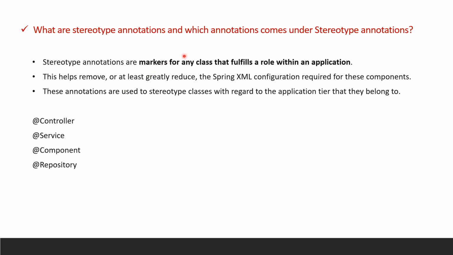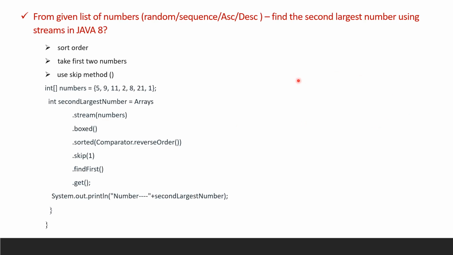So such type of annotations or stereotype annotations, these are the four annotations that come under the stereotypes: @Controller, @Service, @Component, @Repository. Earlier I have explained what these annotations are for. So moving to the next question.